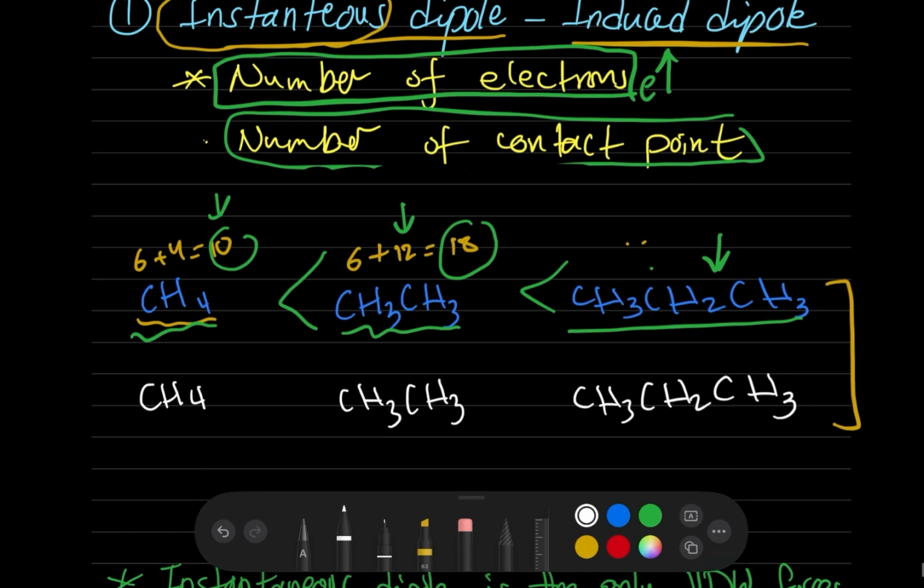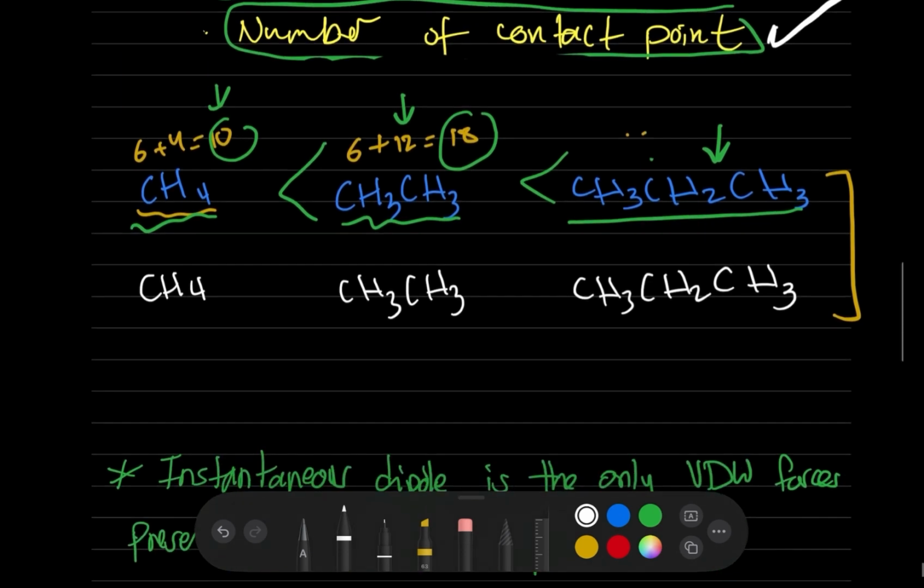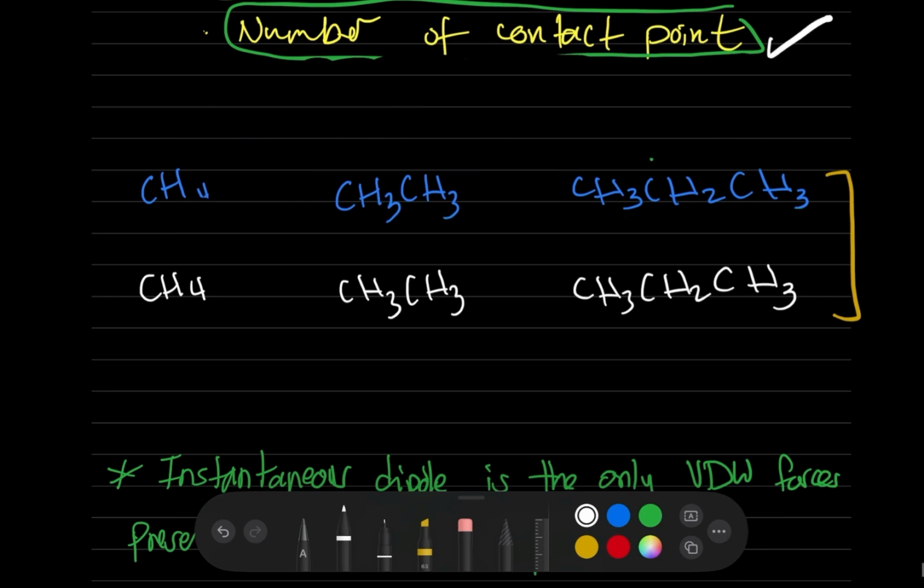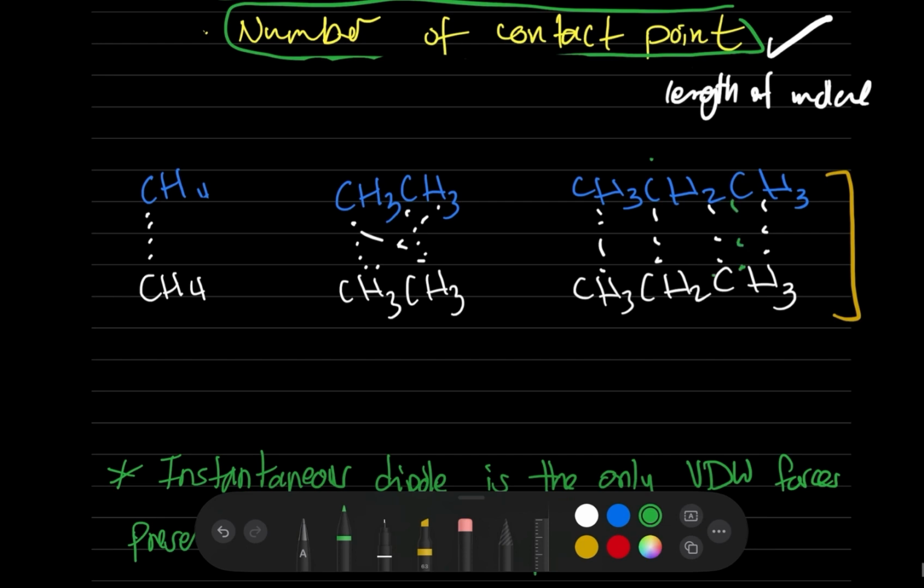The second factor that the instantaneous dipole depends on is the number of contact points. The number of contact points depends on the length of the molecule. So as we can see, the interaction between the molecules in here is just one contact point, but in here you could have this one, and here you could have interactions. As the length of the molecule increases, you will have greater contact points, and this indicates stronger intermolecular forces, and these interactions will be reflected in their melting points.